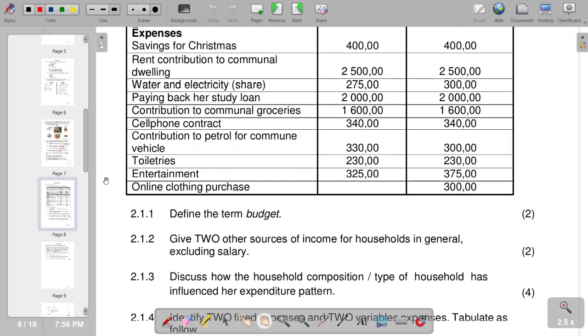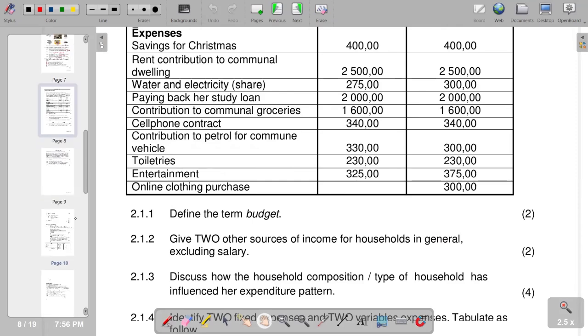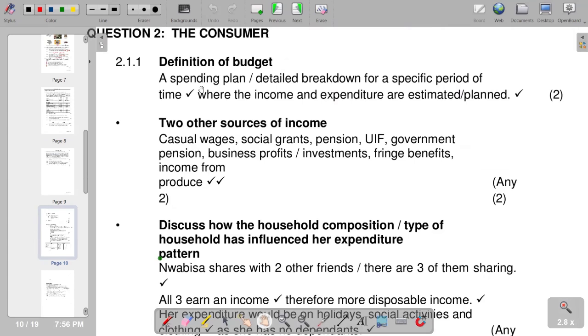But of course, we've got a brief description according to this video in terms of a budget, whereby we're saying it's a spending plan or a detailed breakdown for a specific period of time where the income and expenditure are estimated or planned. So that's the brief description that we have. So we go to the next question.